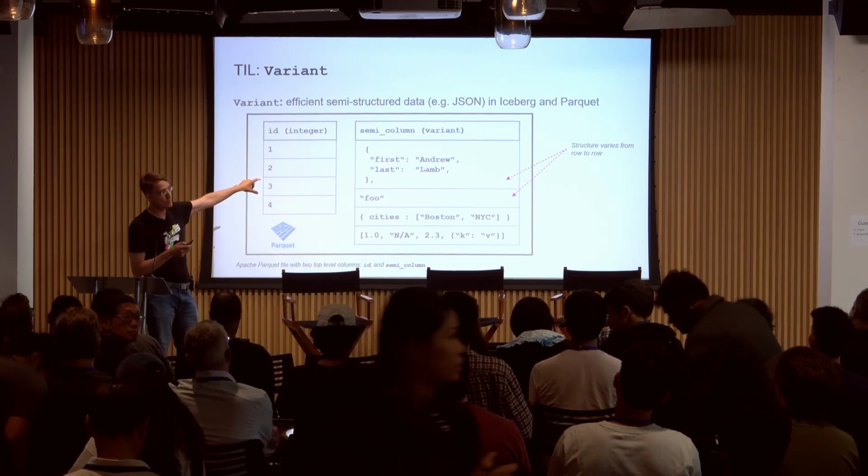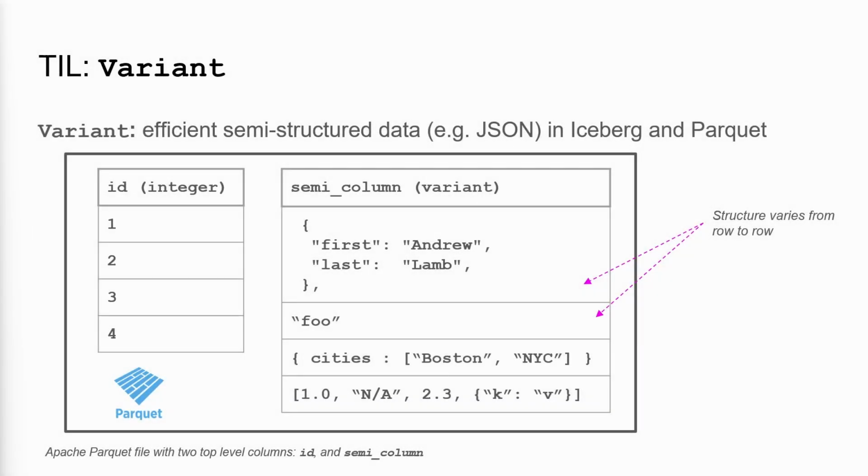I want to point out some details of the variant. You can see it's structured in the sense that it's not just a single type. It's got fields, objects, lists and stuff. So it's structured, but the structure varies row to row. That's part of what semi-structured means. You can also have arbitrary nesting. I obviously can't put an arbitrarily deep structure here, but in the variant you can, so you can put whatever sort of nesting you would like in there.